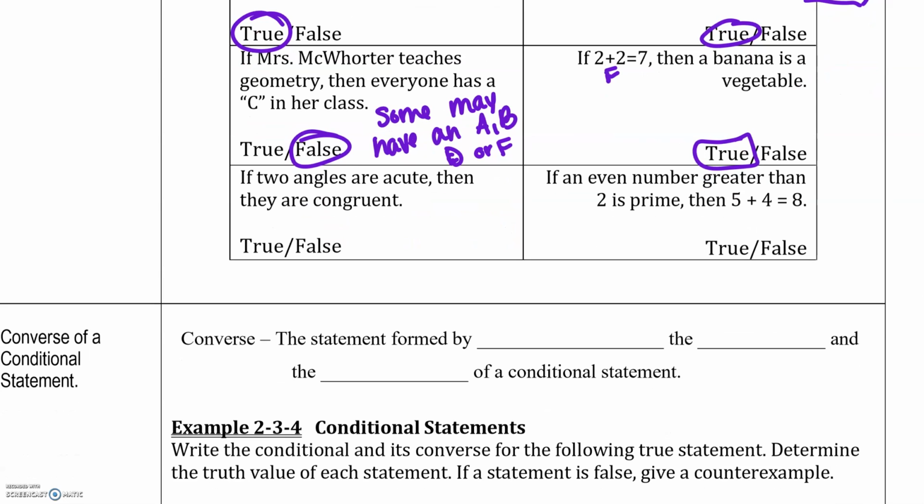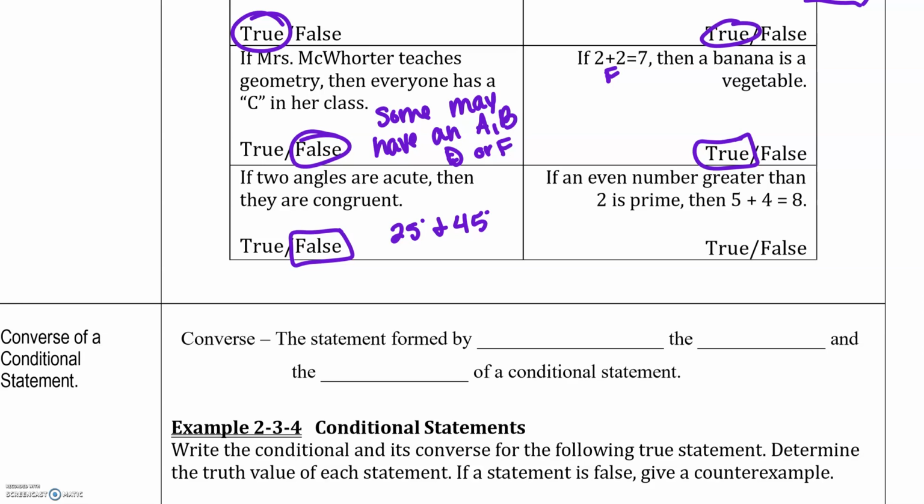If two angles are acute, then they are congruent. Are all acute angles congruent? Well, that is false because I can think of an example where we would have 25 degrees and 45 degrees, and those are two acute angles, but they're not congruent.